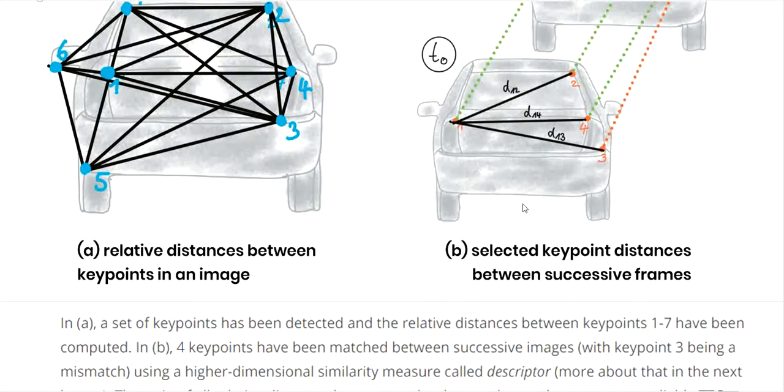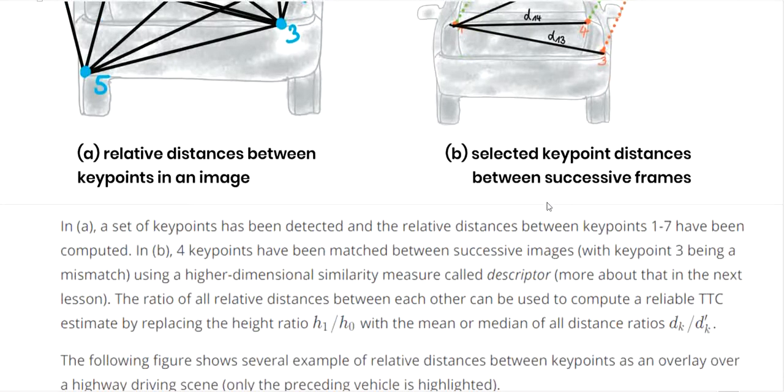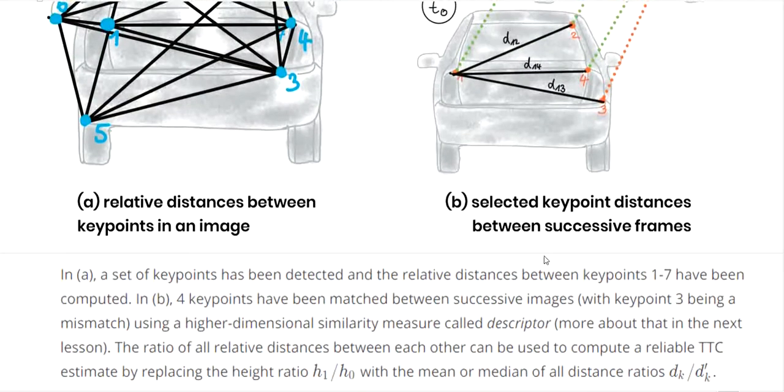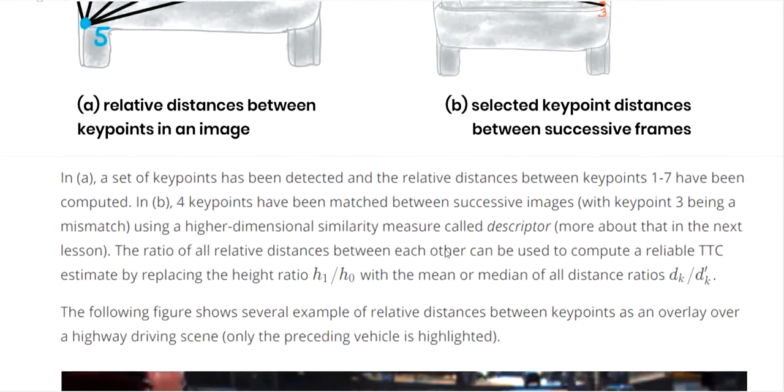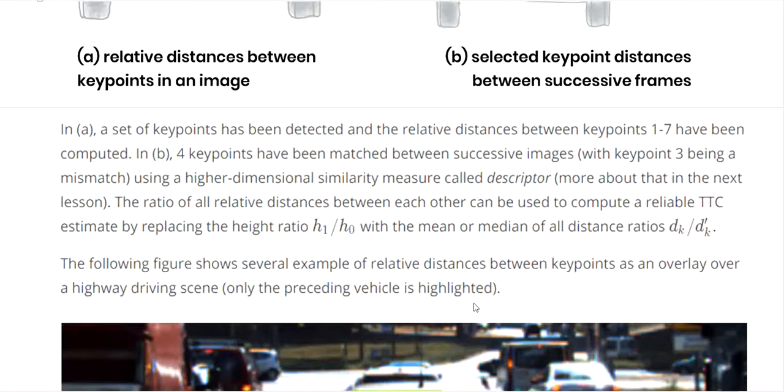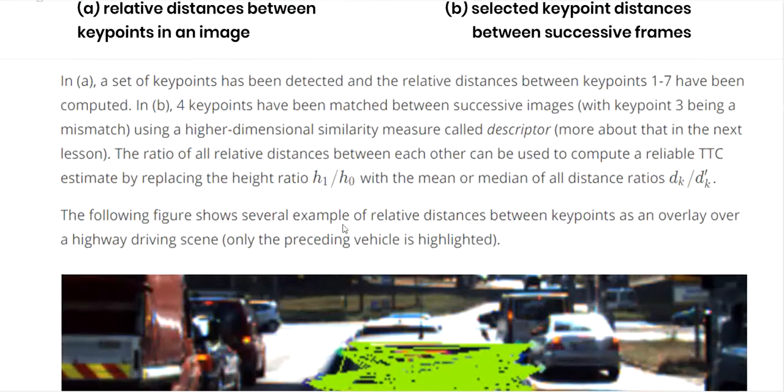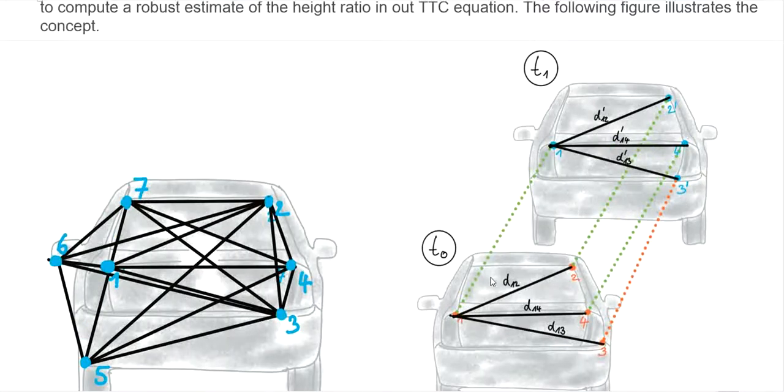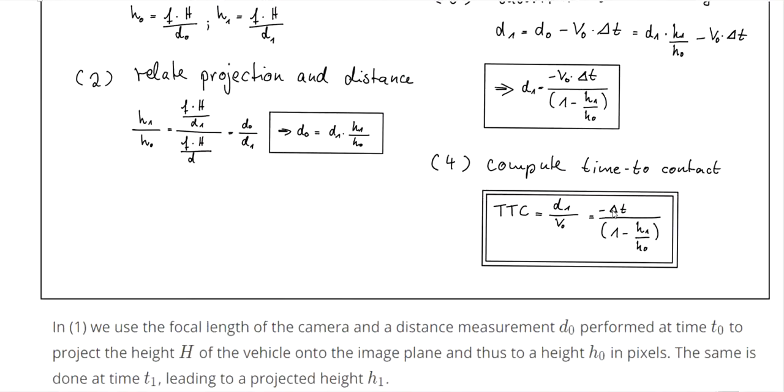So in this picture, you can see 4 key points, 1, 2, 3, 4. Key points have been matched between the successive images, right? And using a higher dimension similarity measure called descriptors. We can talk about this later. From the ratio of all relative distances between each pair, you can compute a reliable time to collision estimate by replacing the ratio S1 to S0 with the mean or median of the distance ratios. That is, in the formula last time we used the ratio between S1 and S0.